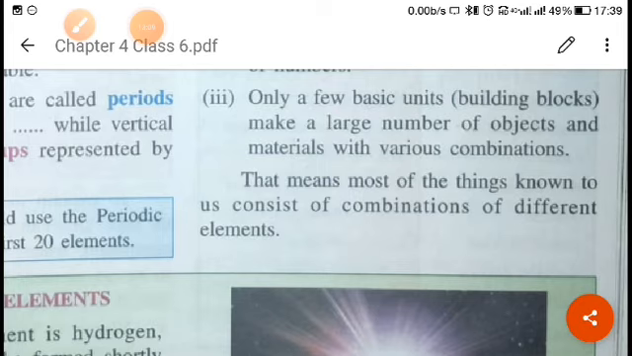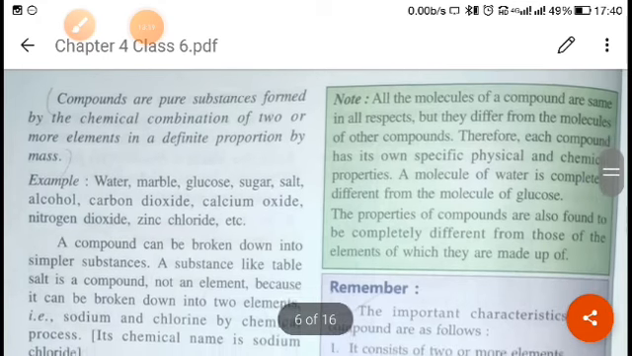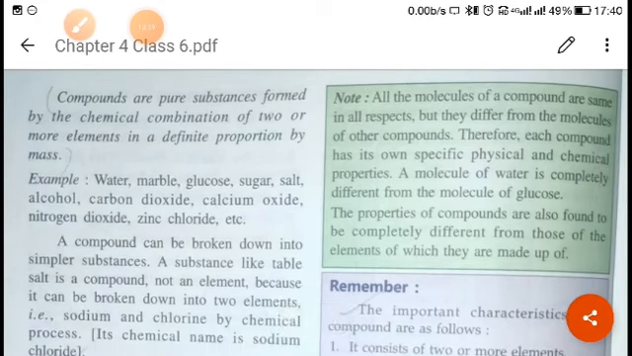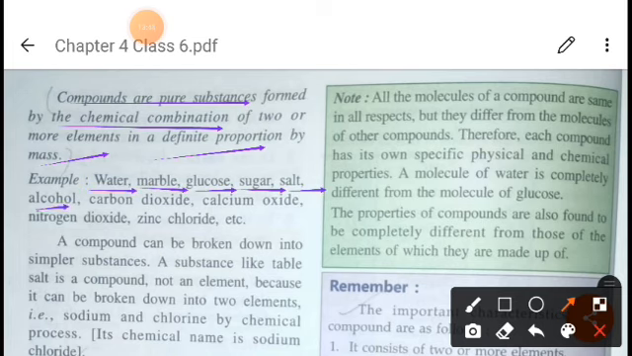Or we can say the definition given in your book: compounds are pure substances formed by the chemical combination of two or more elements in a definite proportion by mass. Means compounds are pure substances formed by the chemical combination of two or more elements in a definite proportion by mass. Examples you can see here: water, marble, glucose, sugar, salt, alcohol, carbon dioxide, calcium oxide, nitrogen dioxide, zinc chloride. These are all compounds.